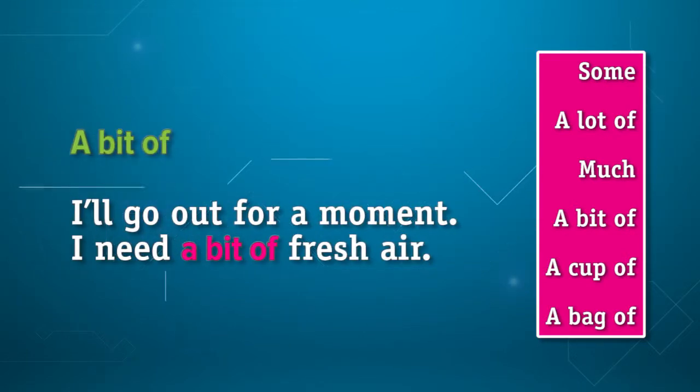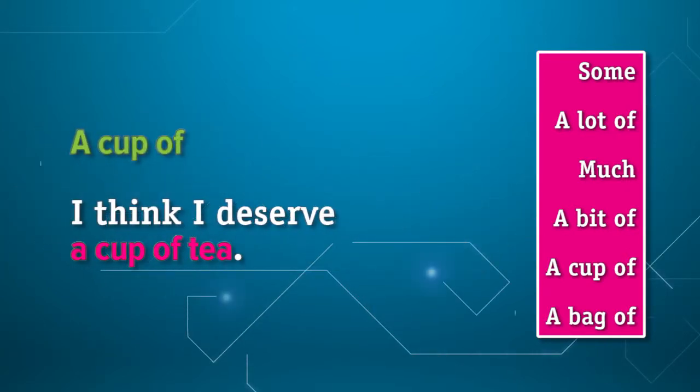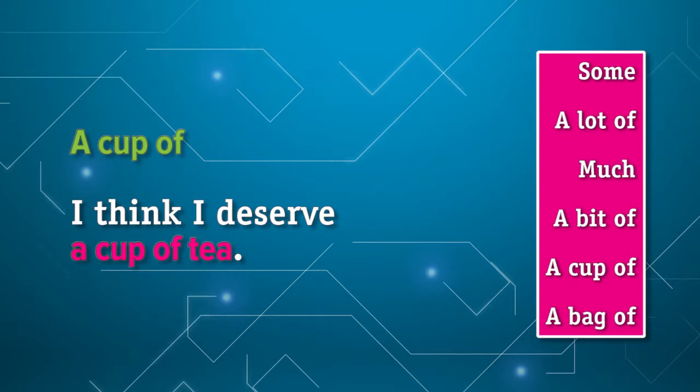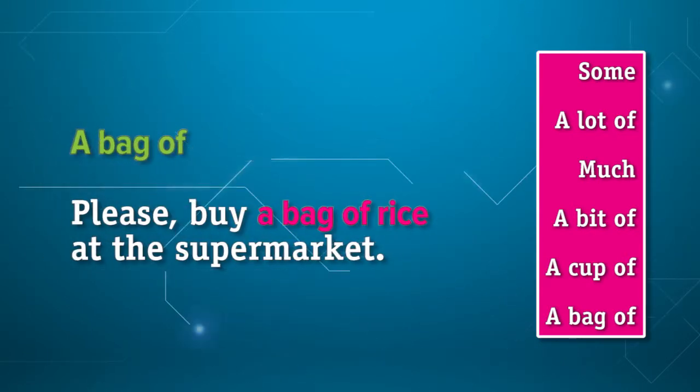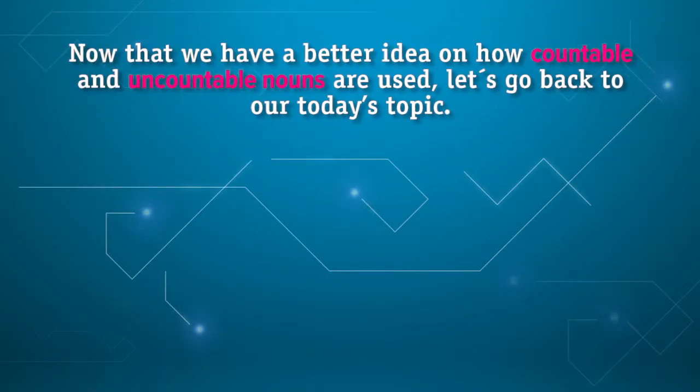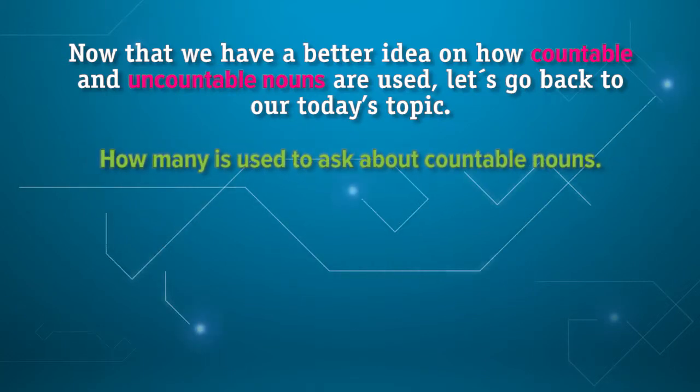A bit of, I'll go out for a moment. I need a bit of fresh air. A cup of, I think I deserve a cup of tea. A bag of, Please buy a bag of rice at the supermarket. Now that we have a better idea on how countable and uncountable nouns are used, let's go back to today's topic. How many is used to ask about countable nouns.